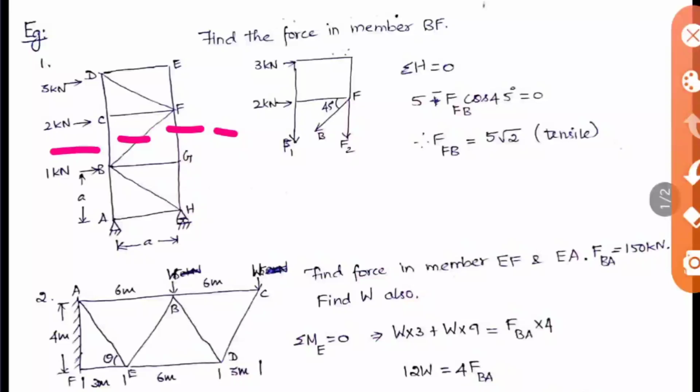Two loads are given at D and C, and at the cutting of that section, CB will be cut, so that force I have taken as F1 here, and FG is also cut there, so that force I have taken as F2 here, and the member which we need, that is BF, I have drawn as BF itself.